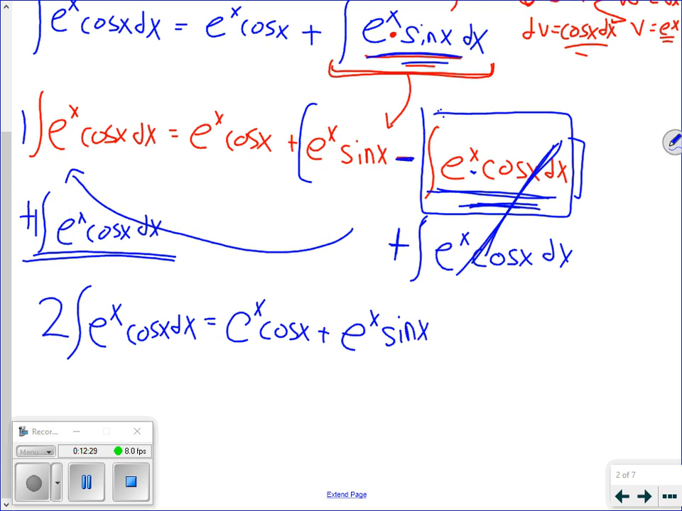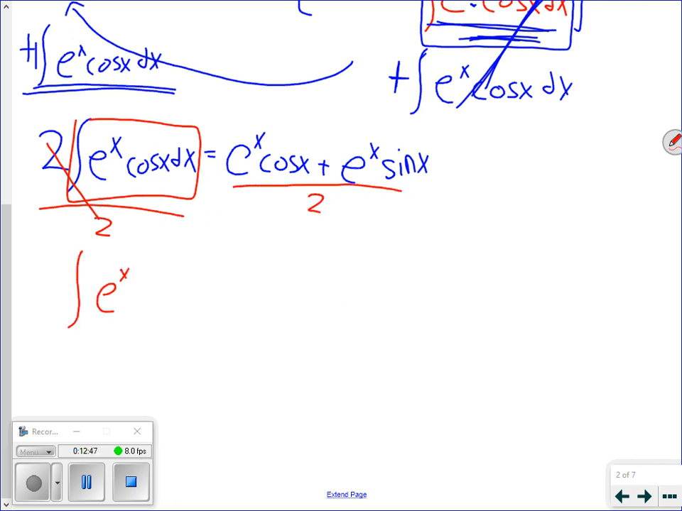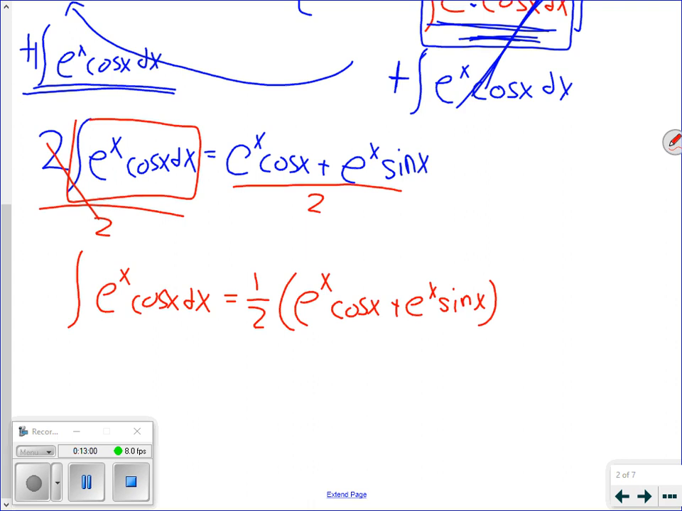So then, simply put, because remember, I'm trying to figure out what the integral of this is, all I have to do is divide both sides by 2. And that's it. Divide both sides by 2. And I'm left with the integral from the very beginning, the one I'm trying to solve for. And all the integration has happened. So this is 1/2 e^x cosine of x plus e^x sine of x.